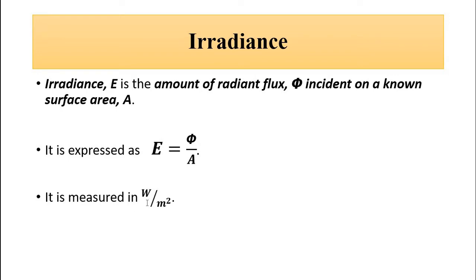So the unit is watt per meter square, because radiant flux is measured in watts and area in meter square. It is similar to illuminance in photometry, which was the luminous flux per unit area. How much of the portion was illuminated? Here, how much is irradiated? There it was luminous flux per unit area, here it is radiant flux per unit area. So that was lumens per meter square, this is watts per meter square.